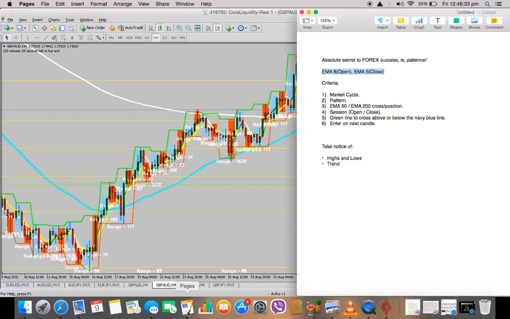So again, market cycle. Let me change this actually. And mind you, if we keep this at EMA 200, set that to open, and if this is our EMA 50, set it to close. Okay. Criteria wise, so understand market cycle, understand the pattern. The patterns are your M's, your W's, which is your double tops, your double bottoms, your butterfly patterns, your Gartleys, all of that sort of stuff.